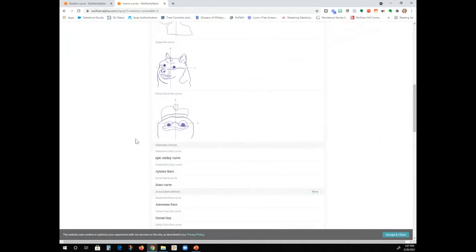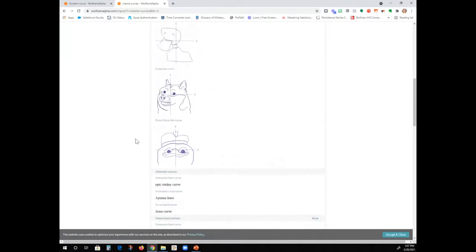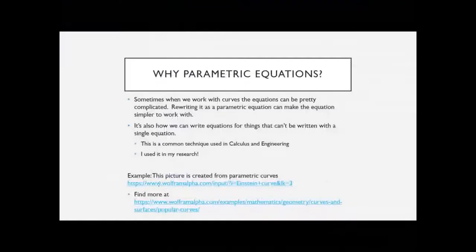So, I mean, it's crazy. If you just want to play around with this, you can go pretty deep with the parametric equations. But they're used for fun. That's another reason we have them. We can do some really neat things with them.